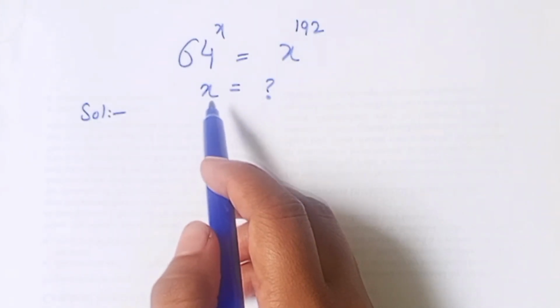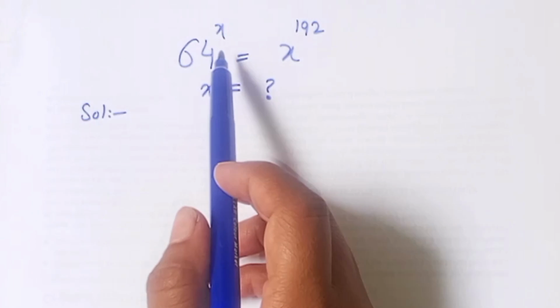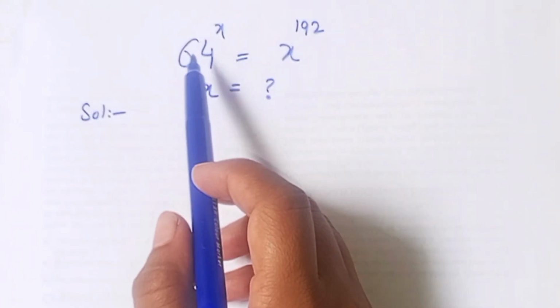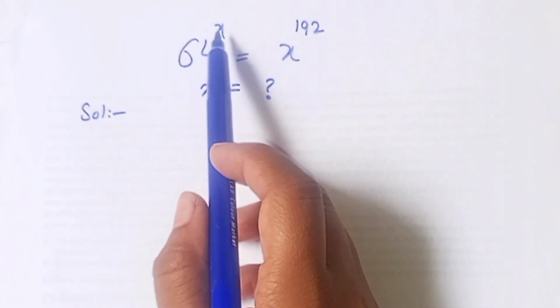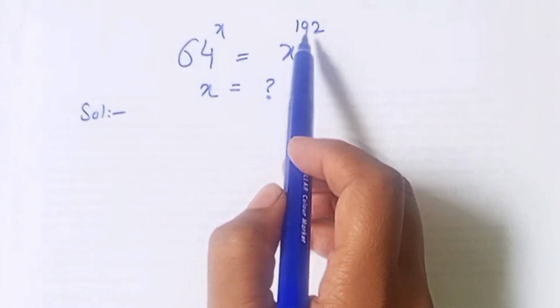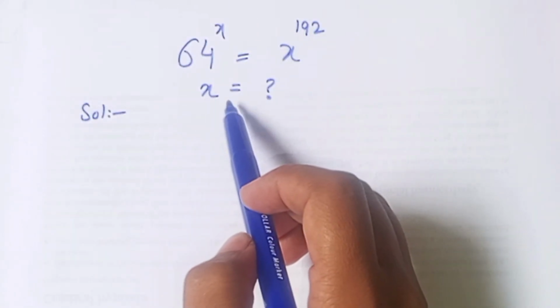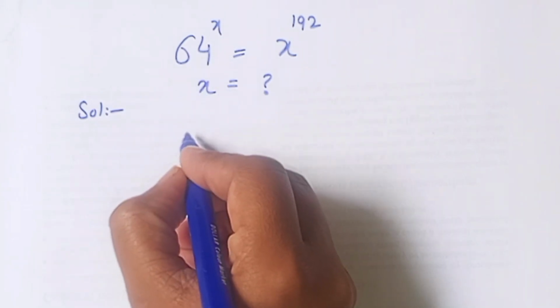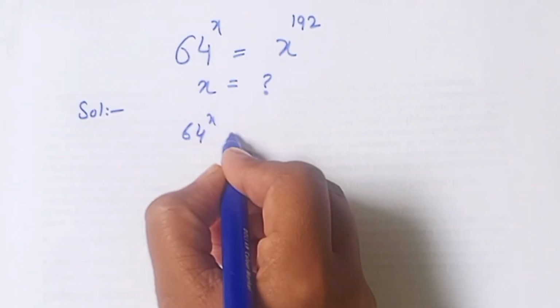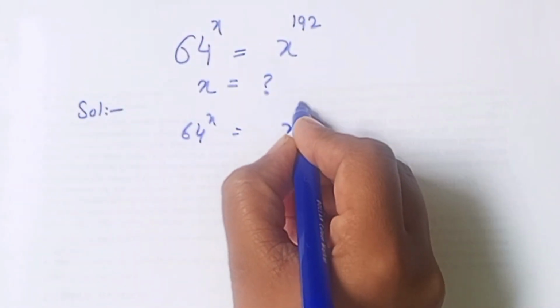And in this video, we are going to solve this viral problem. The question is 64 raised to the power x is equal to x raised to the power 192. We find the value of x. So let's start. Given question is 64 raised to the power x is equal to x raised to the power 192.